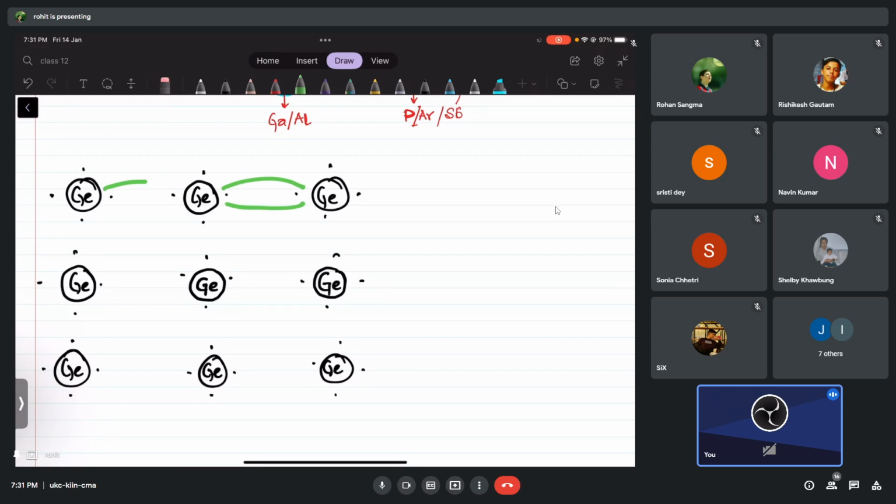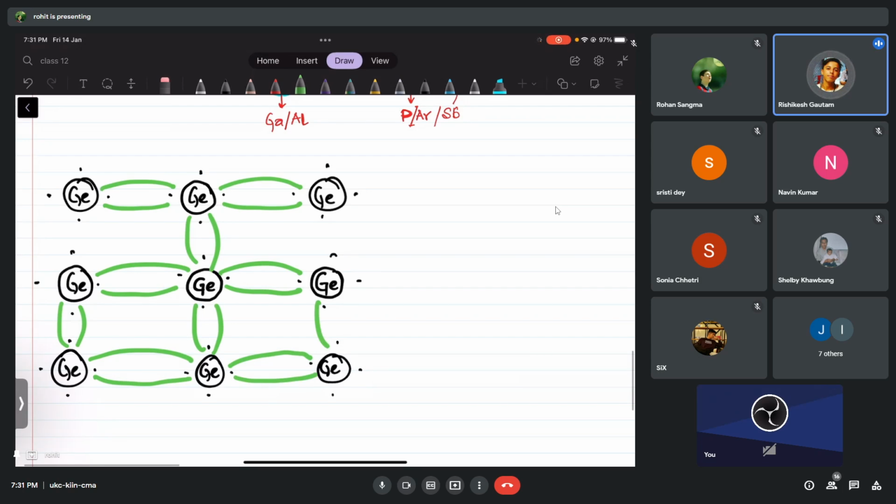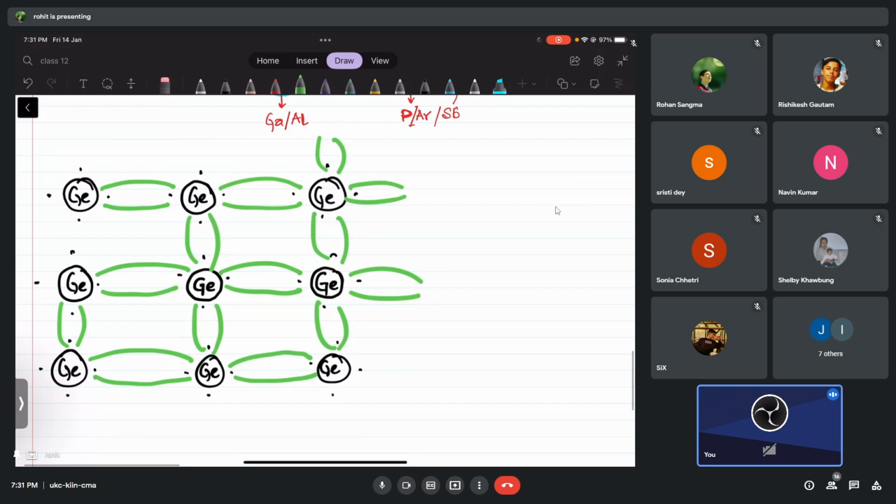Same picture, no change. Okay, let's be clear. This is right now. What is this, guys? Intrinsic or extrinsic? Pure or impure? Intrinsic. Okay, and we know that when the semiconductor is intrinsic, pure, and above absolute zero, some of them will be out.